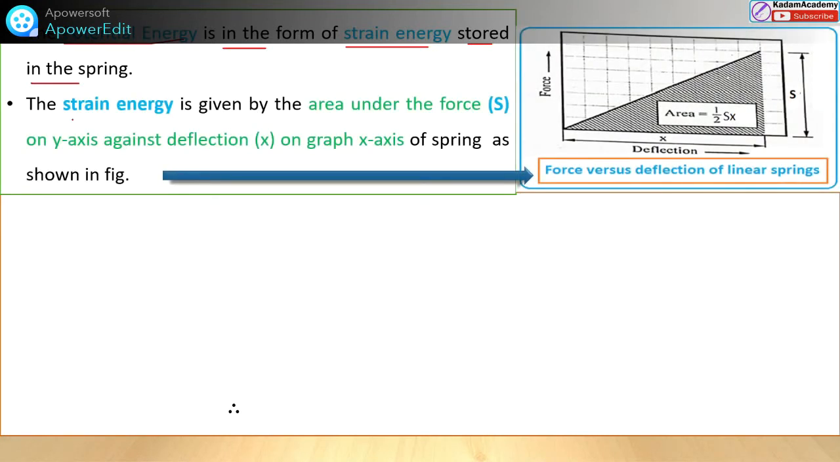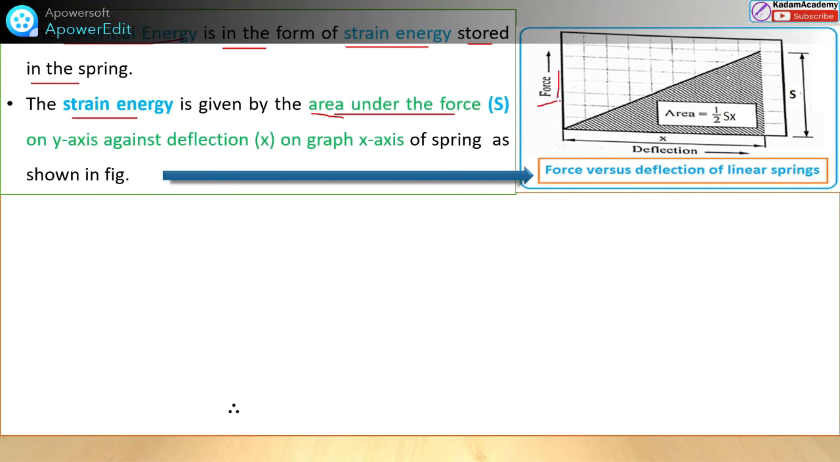In this slide, the potential energy we have to find out. So this potential energy is nothing but the strain energy stored in this spring. The spring mass system we have already studied. In this, the strain energy is given by the area under this curve, this triangle under this curve. But what is this triangle? Why was it drawn? Because of this, we are getting the value of force.